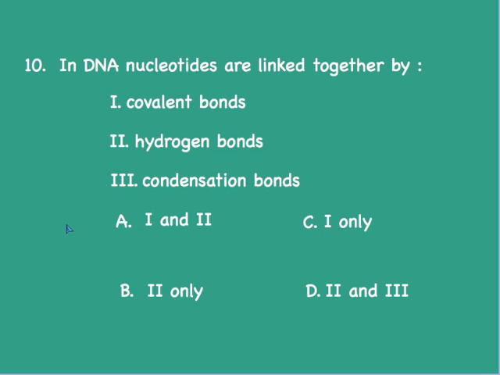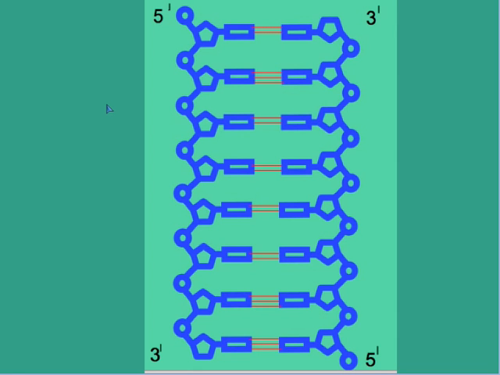And question 10, in DNA, nucleotides are linked together by hydrogen bonds and covalent bonds. Answer A. Let's recall that DNA is a macromolecule built of 2 long chains joined together by hydrogen bonds. 3 hydrogen bonds between the nitrogenous bases cytosine and guanine, and 2 hydrogen bonds between the bases adenine and thymine.